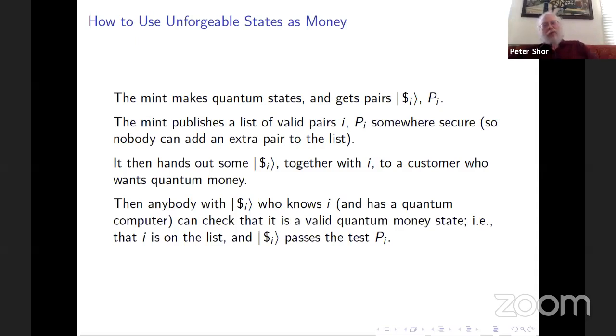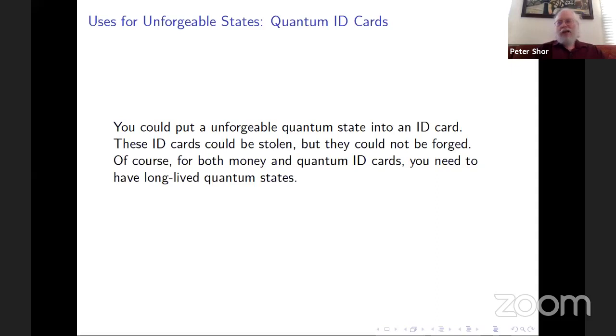So then anybody with a quantum money state who knows I and has a quantum computer can check that it is indeed a valid quantum money state on the list, and that it passes the test piece of I. And another use for these unforgeable states is that you could put an unforgeable state into an ID card, and then these ID cards might be stolen, but you could not forge them. So you know that this is valid identification. Of course, for actual practice, for both money and quantum ID cards, you need to have quantum states that last longer than a few minutes.